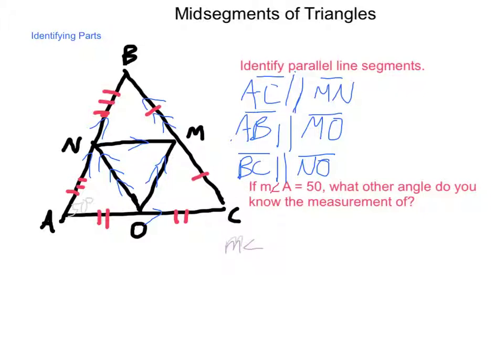So the measure of angle BNM, which is this angle right here, will also be 50 degrees, because that's a corresponding angle to angle A. Next, the measure of angle MOC will equal 50 degrees, because again it's corresponding off a different set of parallel lines to angle A. Another thing we can do is, if we're given measurements of some of our side lengths, we'd be able to find missing parts of the triangle due to the congruence of midsegments.